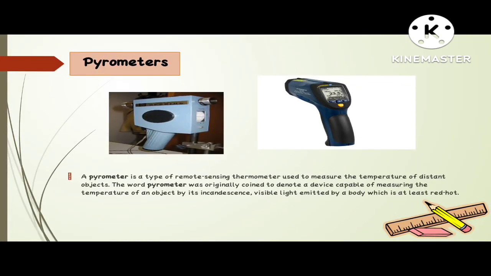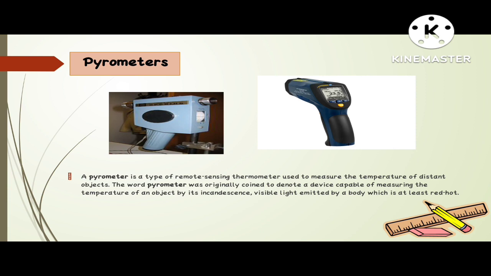Pyrometer. A pyrometer is a type of remote sensing thermometer used to measure the temperature of distant objects. The word pyrometer was originally coined to denote a device capable of measuring the temperature of an object by its incandescent visible light emitted by a body which is at least red hot.